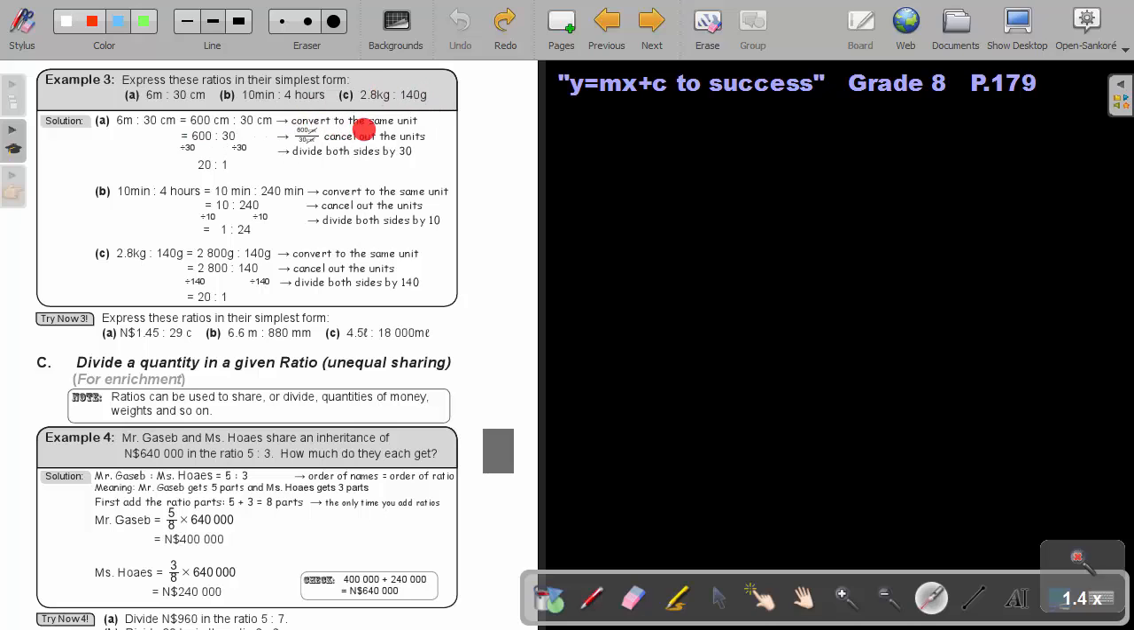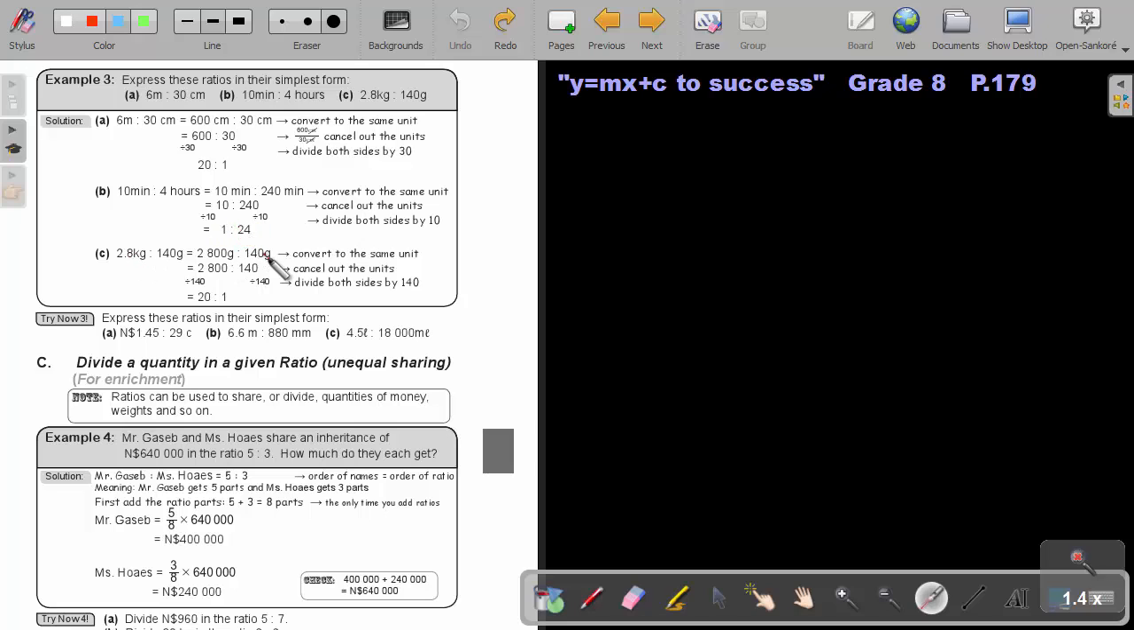Now can you still remember your tables? I will show you the tables in this one. But basically, I must just make my units the same, and then I do exactly the same. Whatever I divide by on this side, I divide by on this side the same. And I get 20 to 1. Then make your units the same, cancel the units, divide by 10, and I get 1 to 24.